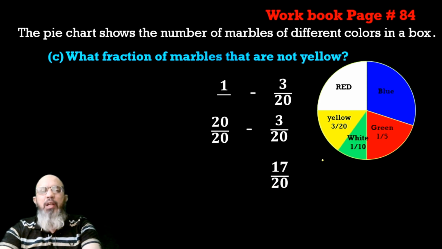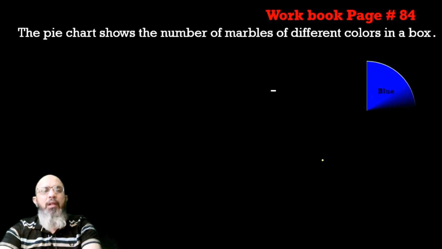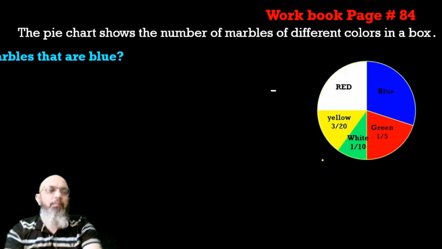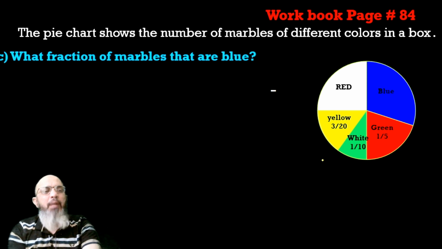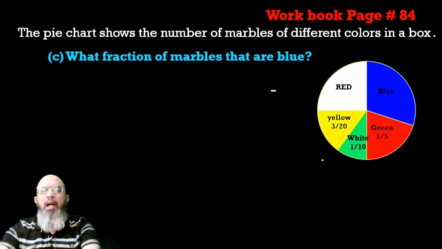Come to the next and last part, the D part, of the same question. The D part is, what fraction of the marbles are blue? It means we have to subtract all these four from 1, as the whole is shown by 1. That is 1 over 5 for green, 1 over 10 for white, 3 over 20 for yellow, and what is red? As I told in part 1, that is 1 over 4.